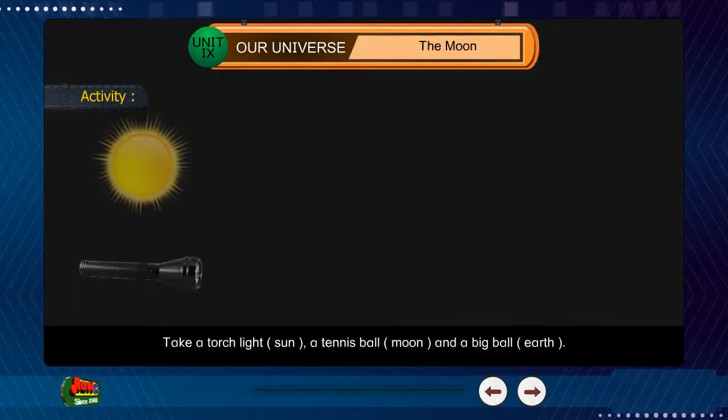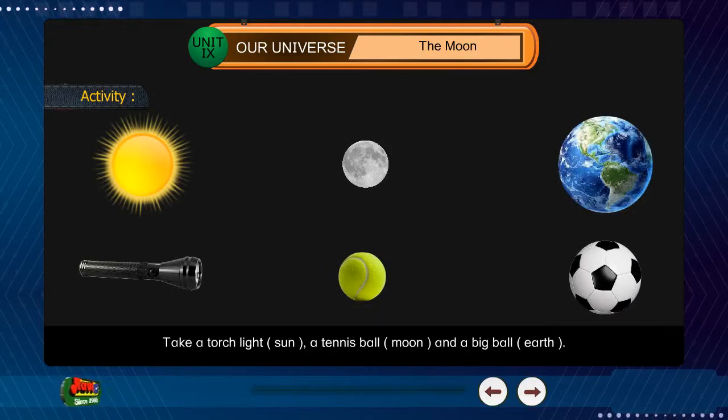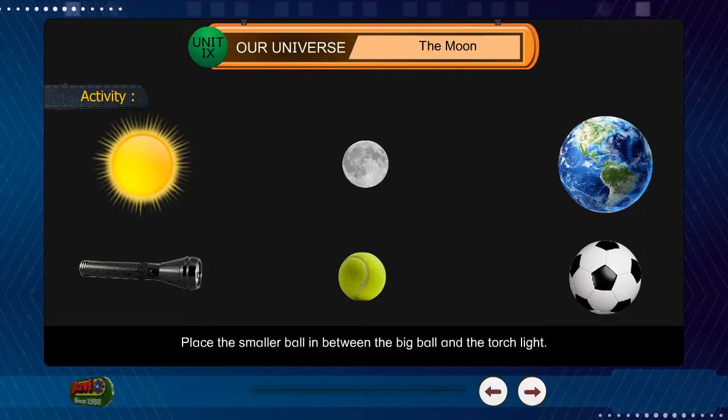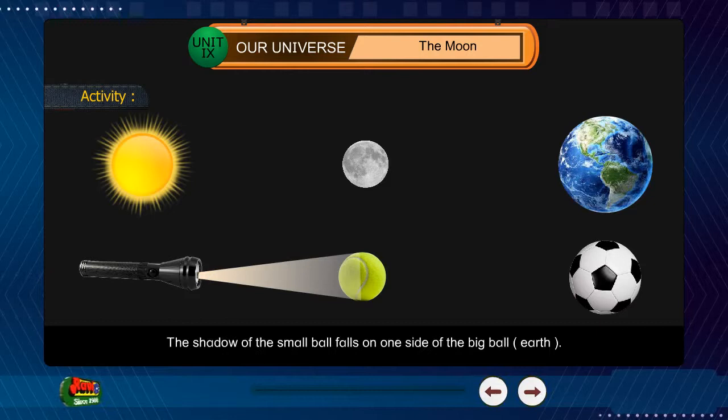Activity. Take a torchlight, sun, a tennis ball, moon, and a big ball, earth. Place the smaller ball in between the big ball and the torchlight. Now switch on the torchlight. The shadow of the small ball falls on one side of the big ball, earth.